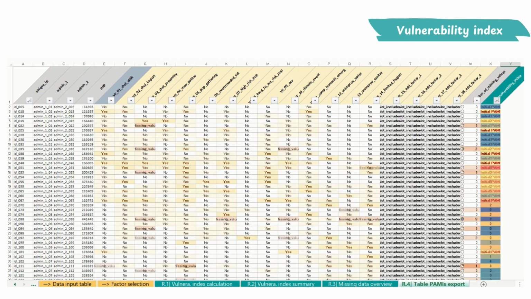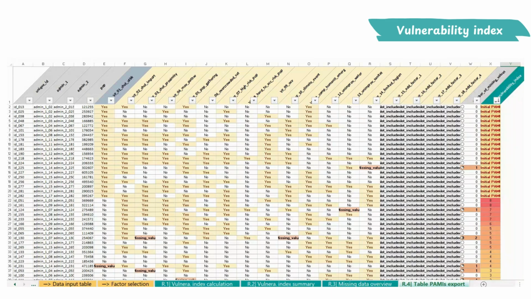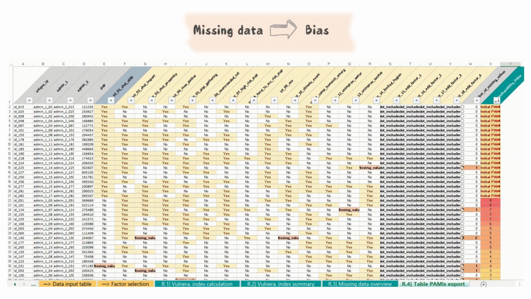You can manipulate the outputs in sheet R4. For example, you can sort the geographic units by their vulnerability index value, or you can filter them by their vulnerability index value. Importantly, a vulnerability index threshold should not be determined if there are missing data in the dataset. Missing data should be retrieved first. If not, the PAMI analysis would be biased.